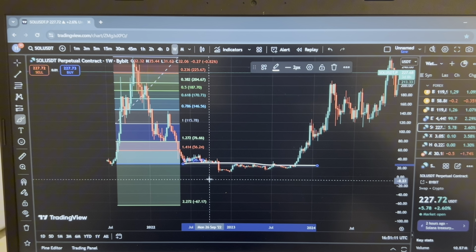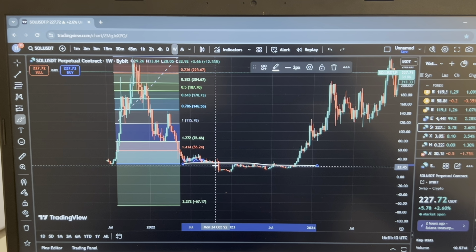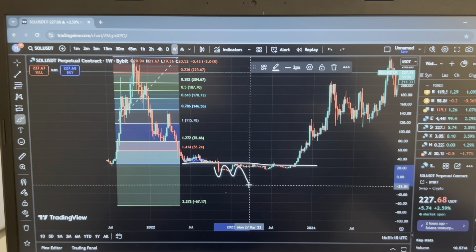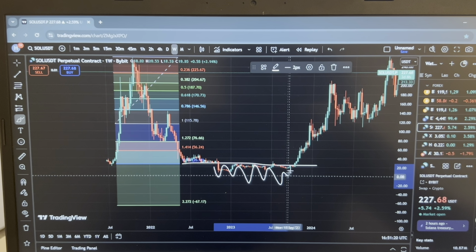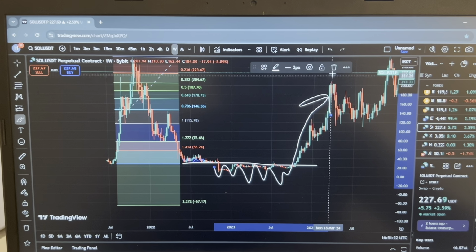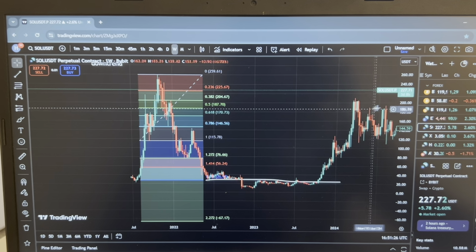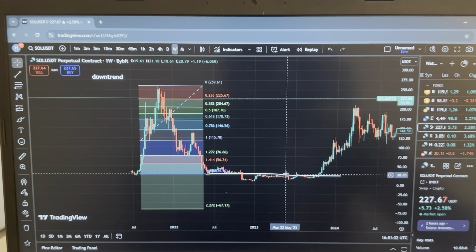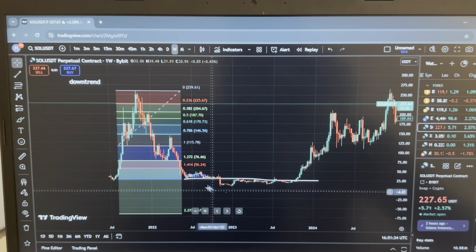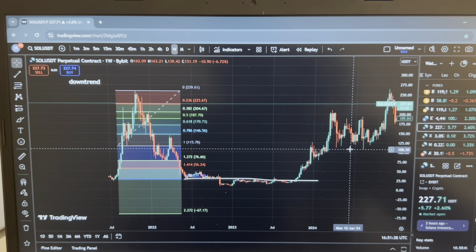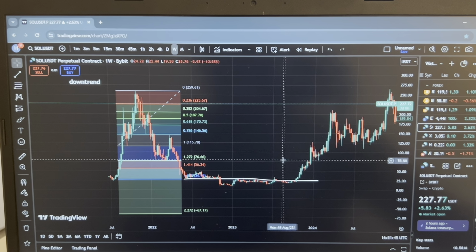Yeah, like I told you guys, it just stayed in between these two key levels in a consolidation phase, and then it just went up. So this is a clear example for the downtrend scenario. It respected these key levels. So always keep in mind, this is a good tool. This is a good technical analysis tool.